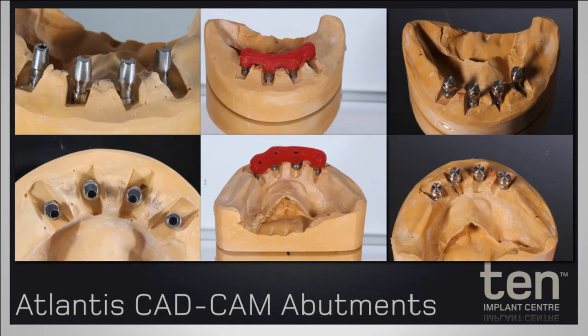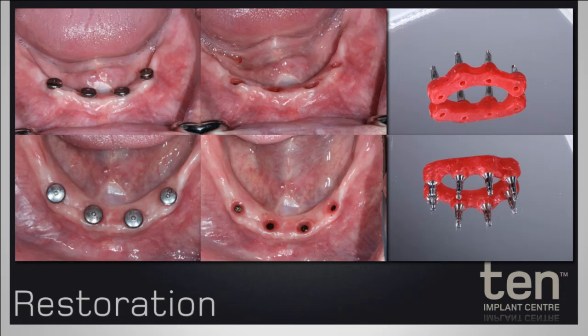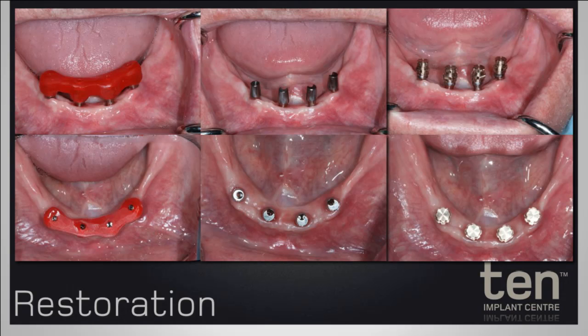When we had the CAD/CAM abutments, we were able to try these in the mouth. Having tried them in, we connected them up inside the mouth, and we used a transfer jig to hold the abutments in place. These are the stages we go through. We've connected the abutments in place, and we've used a transfer jig to do that.